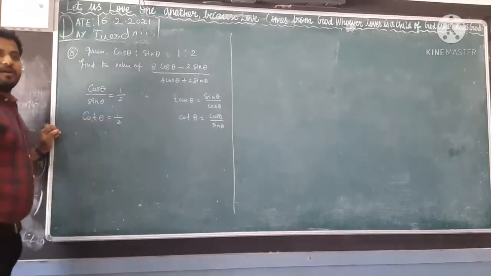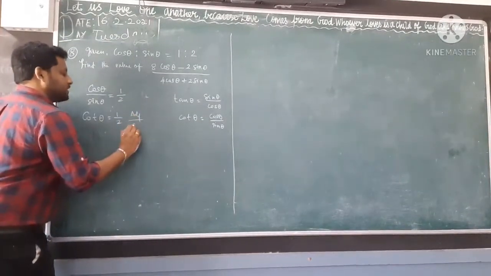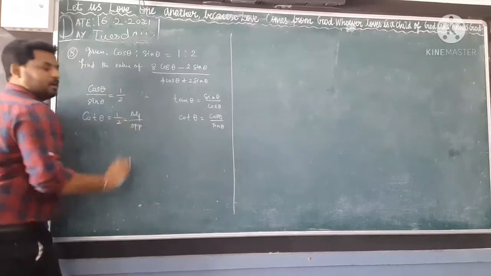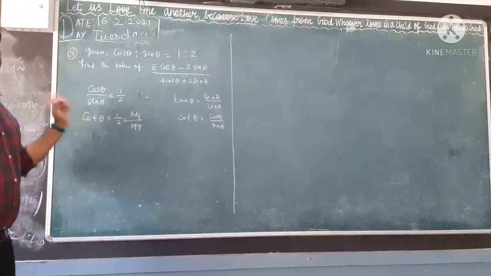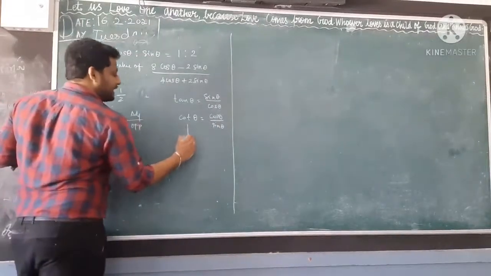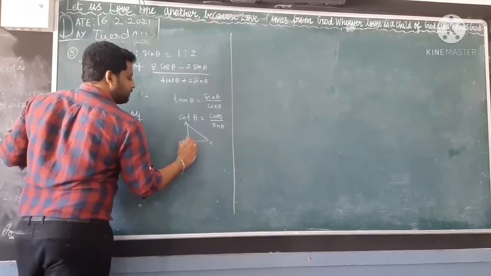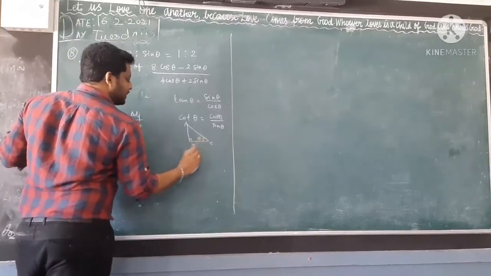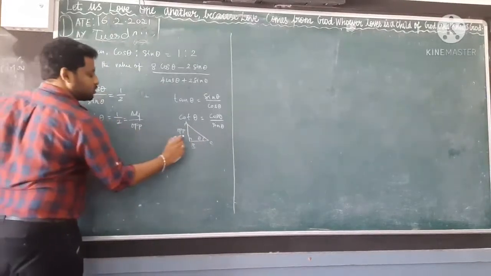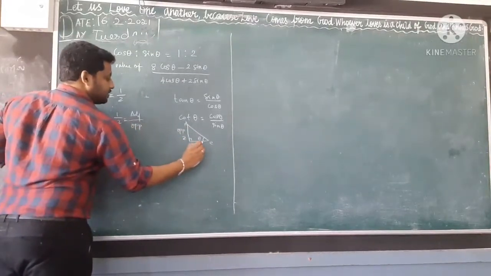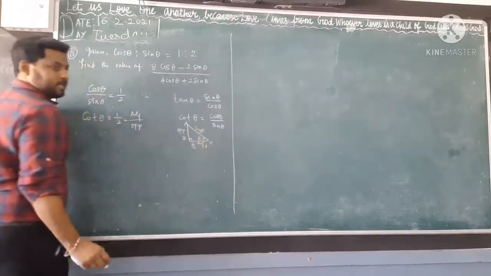What is the ratio for cot theta? Adjacent by opposite side. Here also we have to find the value of the hypotenuse in right angle triangle ACB. Opposite side is given as 2 and adjacent side is given as 1. We have to find the hypotenuse using Pythagoras theorem.